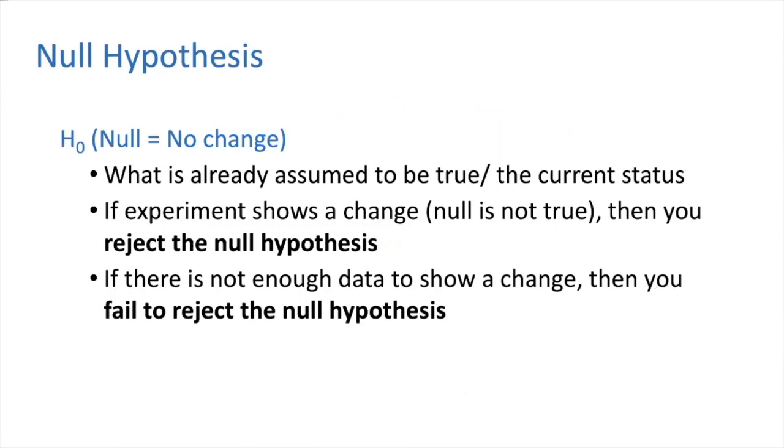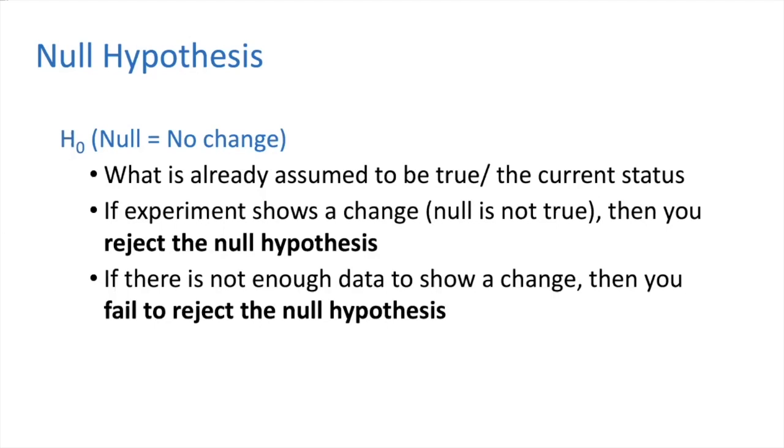Now let's review. This is the null hypothesis, designated H subscript 0. A good way to remember this is null starts with an N and no change starts with an N. The null hypothesis is what's already assumed to be true. It's the current status if there's no additional evidence to convince you otherwise.